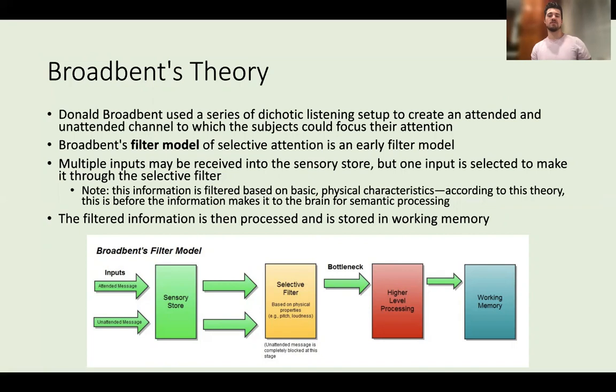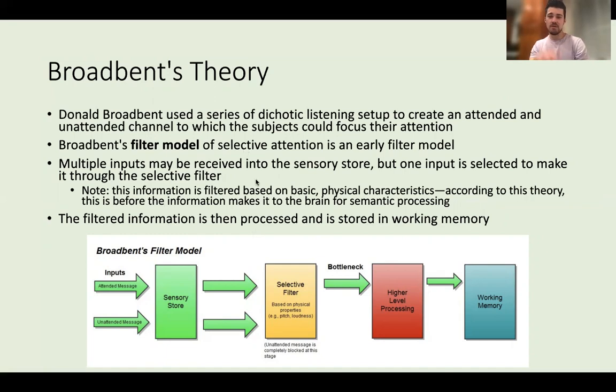Basically, in a dichotic listening setup, they would usually have headphones on one ear and the other, and the subject would be told to focus their attention on a specific ear. Say they were told to focus on the left ear: they would be hearing one thing in the left ear and another message playing in the right ear. The ear to which their attention is focused is considered the attended channel, and the ear to which they are not listening is considered the unattended channel.